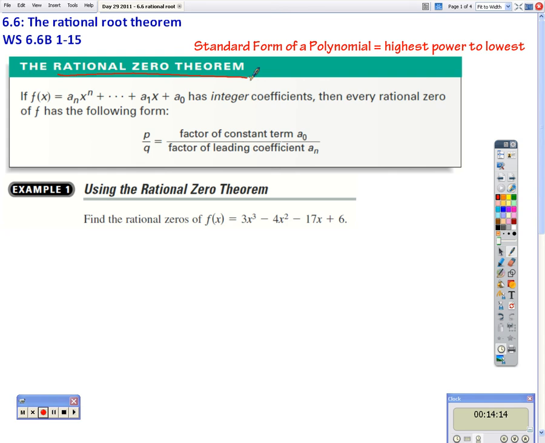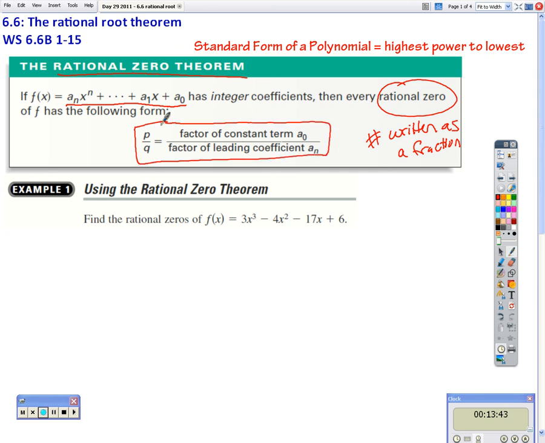So if f of x equals, and then this is the form of a polynomial in standard form, which is the highest power to the lowest, then every rational zero, and remember, rational was a number that can be written as a fraction, has the following form, and we can find all the possible rational zeros. So you need to write this theorem down. We'll pause the video while you do that.